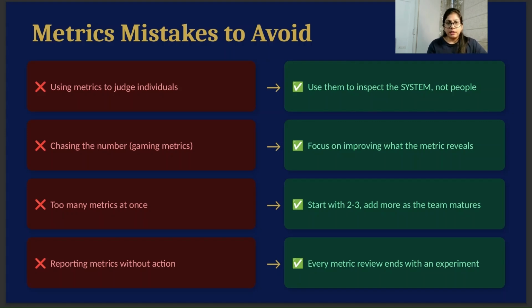Here are a few metric mistakes to avoid. Using metrics to judge individuals. Rather, you should use them to inspect the system, not people. Chasing the number, gaming metrics. Rather, focus on improving what the metric reveals. Too many metrics at once. Instead, start with 2 to 3 metrics, and add more as the team matures. Reporting metrics without action. So every metric review ends with an experiment. You should always keep this in mind.